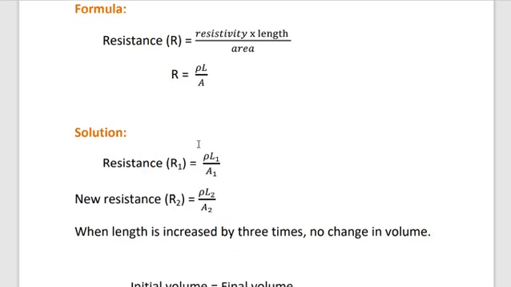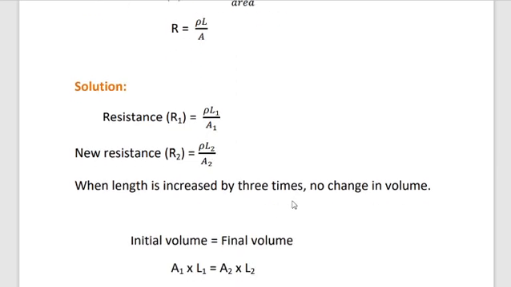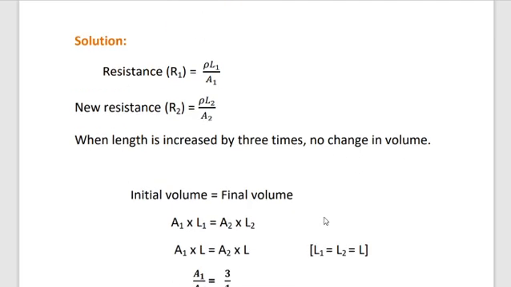So solution. Here we compare the two cases. Resistance R1 equal to rho L1, the original length, divided by A1, the area of cross section. The length is increased to 3 times, so the new resistance R2 is equal to the same rho, the same material, rho L2 by A2. L2 is the increased length. So when length is increased by 3 times, there is no change in volume. That is very important. So initial volume is equal to final volume.